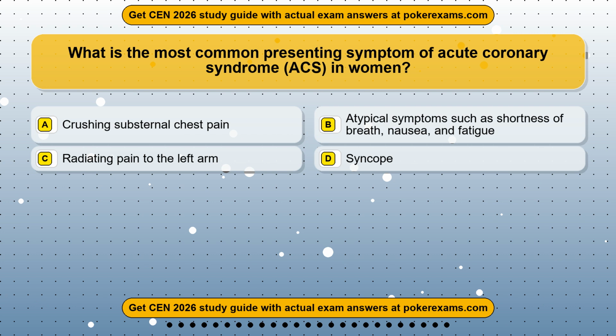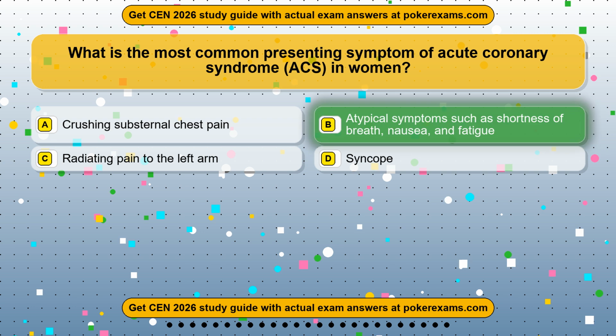Question 19. What is the most common presenting symptom of acute coronary syndrome, ACS, in women? Option A, crushing substernal chest pain. Option B, atypical symptoms such as shortness of breath, nausea, and fatigue. Option C, radiating pain to the left arm. Option D, syncope. The correct answer is option B.